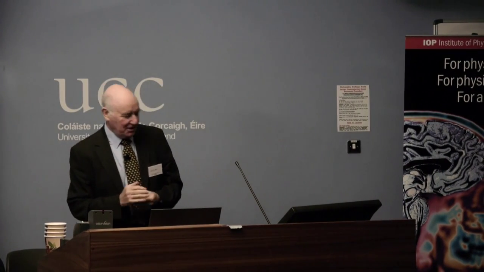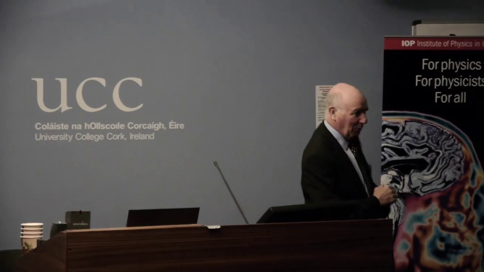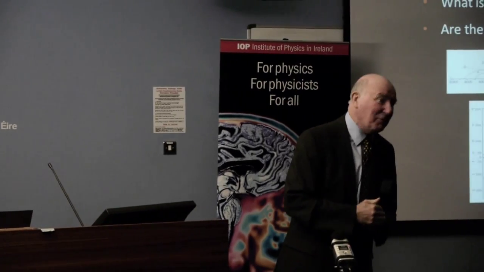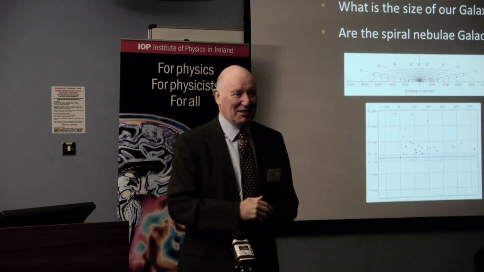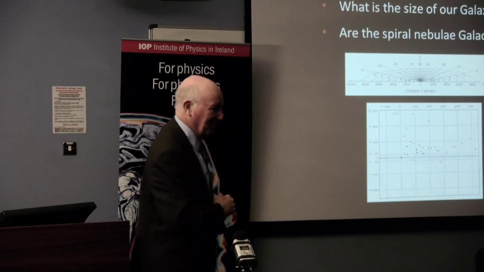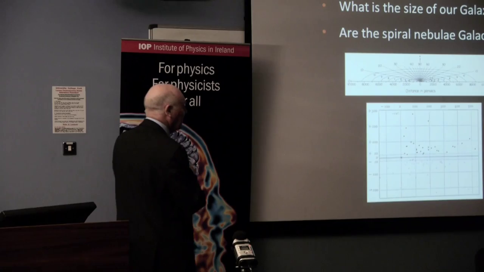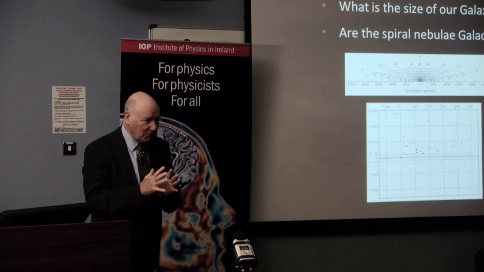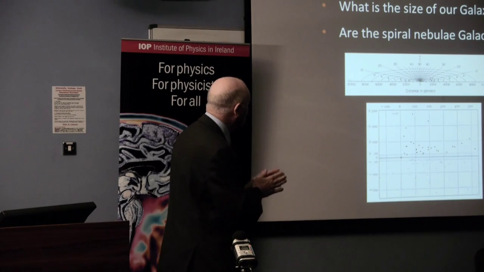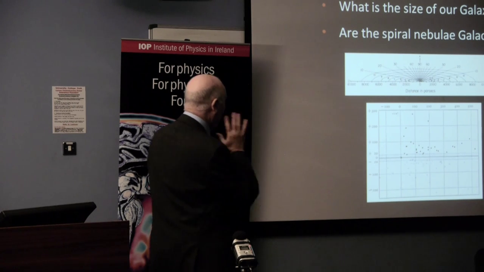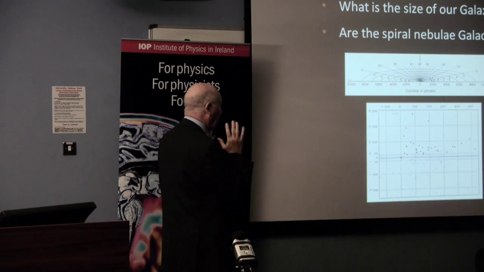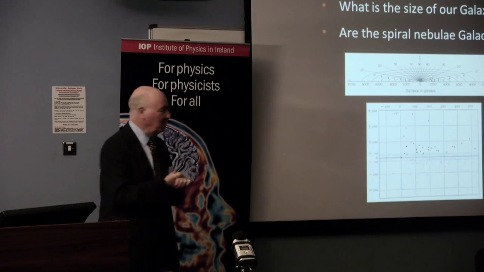This led to what is called the Great Debate. It wasn't actually all that great a debate; in fact, it wasn't a debate at all. It was just a sort of messed up discussion that took place. But the issues at stake were very important, and they concerned, firstly, what is the size of our galaxy, and secondly, are the spiral nebulae galactic or extragalactic objects?